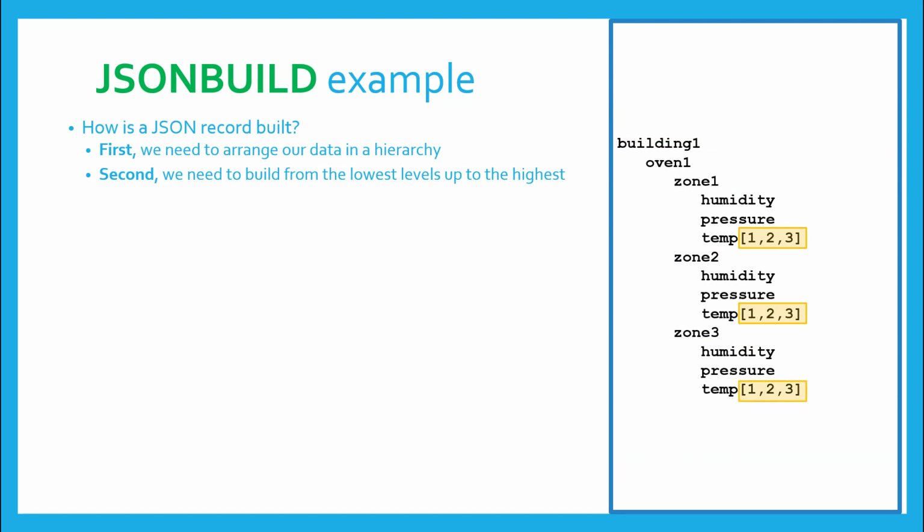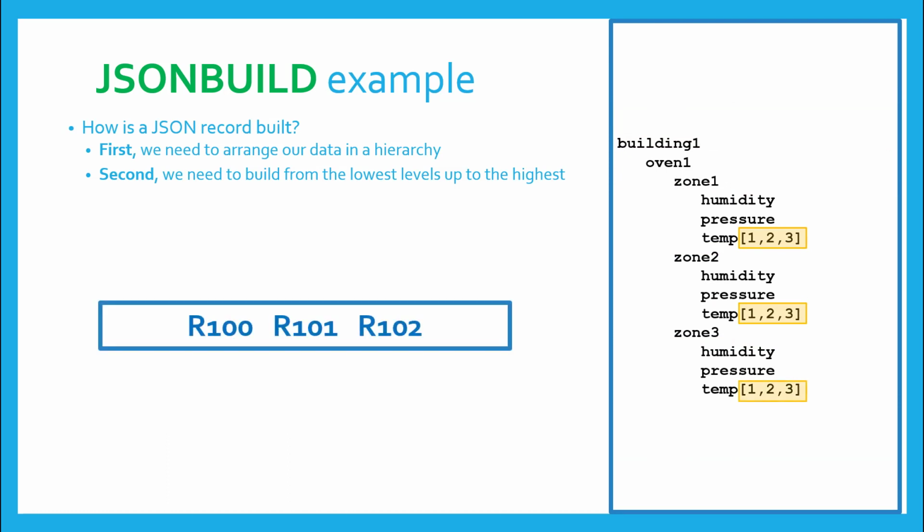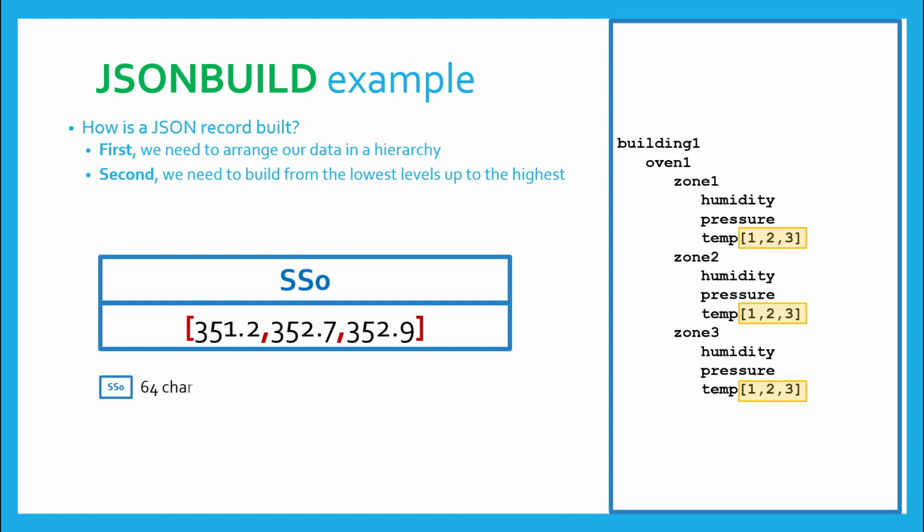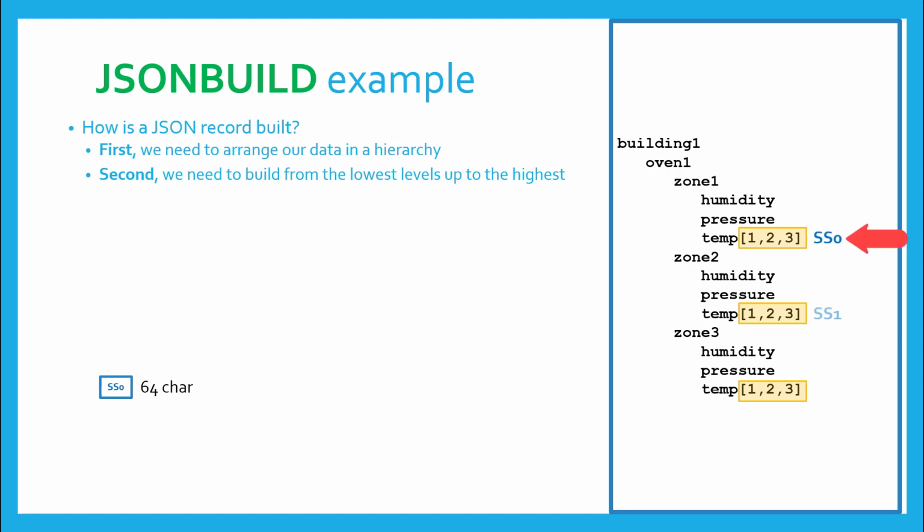We build this array of values. Let's say in zone 1, the 3 temperature values come from R100 to R102. When the JSON build is executed, it will go and grab the current values stored there. The JSON build will then add the proper formatting required, commas and square brackets. We also tell the JSON build to store this formatted string in SS0, for example. Subsequently, we do the same for the other temperature arrays, storing them in SS1 and SS2.